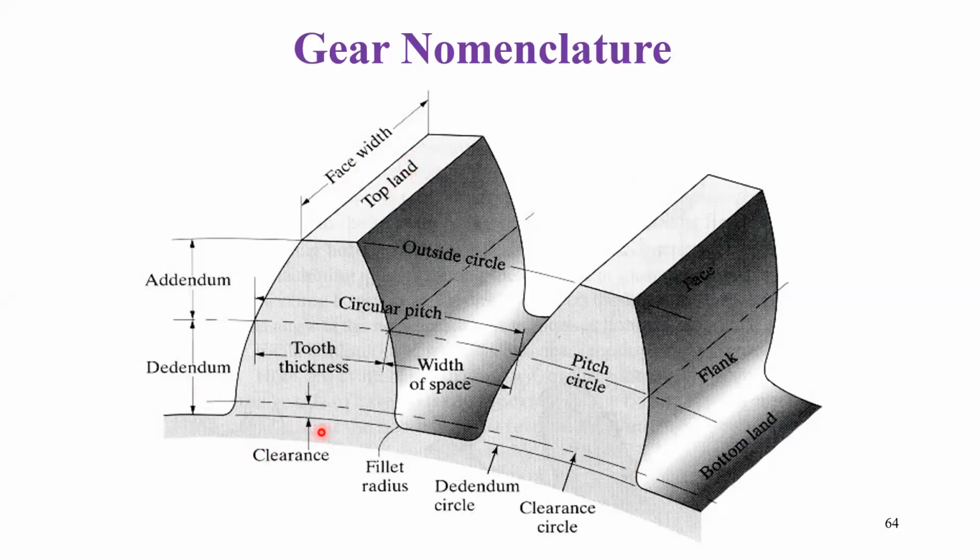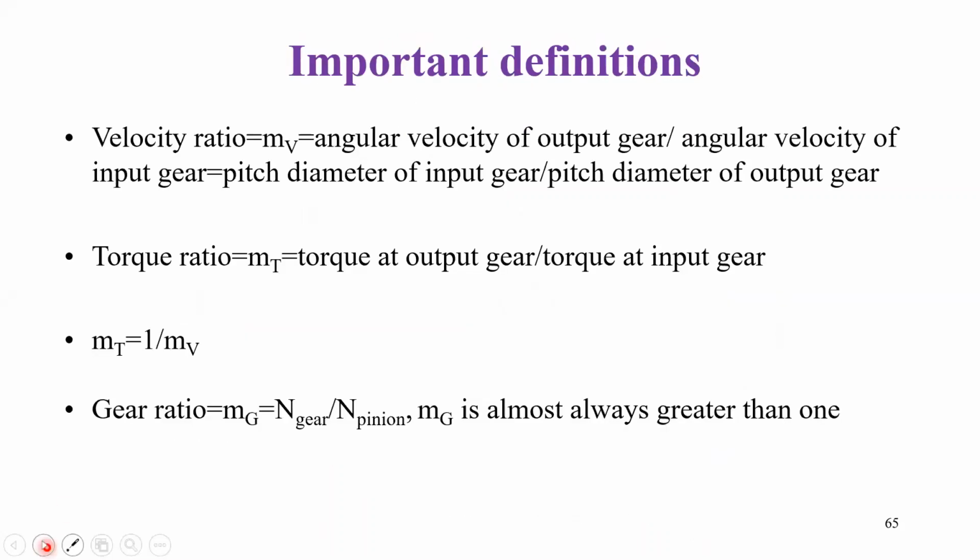You have a gear nomenclature. This is the nomenclature of a gear. This also you might be knowing. Let us go to the design aspects. When you're going for a design, what you consider is the velocity ratio, which is defined as angular velocity omega 1 by omega 2. You can also consider the PCD, pitch circle diameter, of the input gear to the output gear. You also have a torque ratio, which is nothing but the torque acting at the output side to that of the input gear. And we have seen the gear ratio as well. Here the gear ratio is almost always greater than 1.